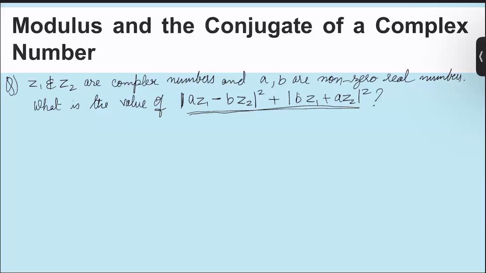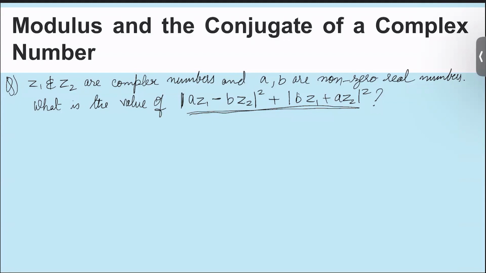Okay, so the question is: if z1 and z2 are two complex numbers, and a, b are non-zero real numbers, what would be the value of the expression where we have put a z1 minus b z2 under modulus and squared it, and similarly b z1 plus a z2 under modulus and squared it? Okay, so what would be the solution for this?